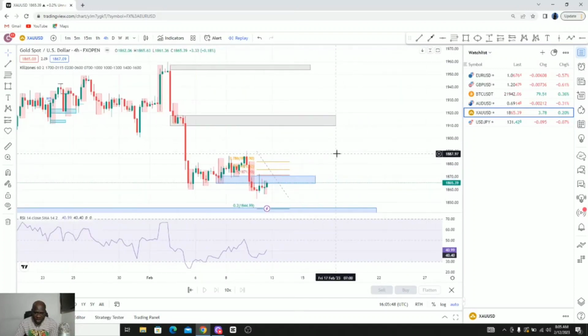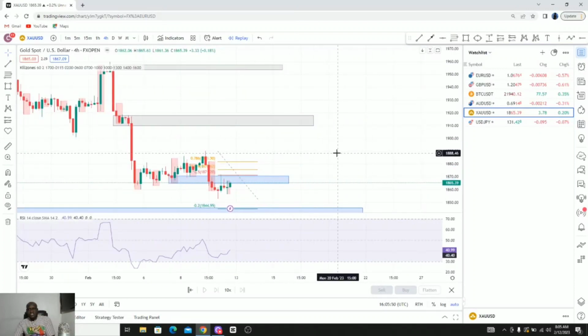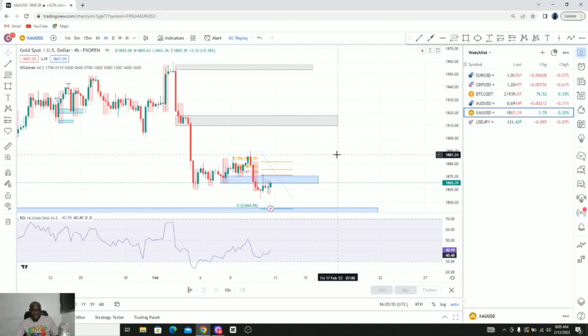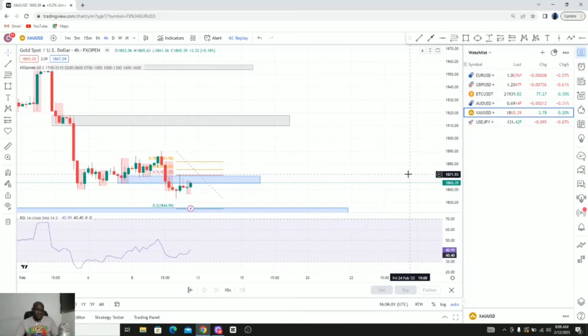So either gold comes to test either of these two demand zones, then I might be looking for more buys. But for now, I'll be looking for a sell on gold, depending on when the market opens and what the market gives to me. I'm trying to look for more sells on gold down to this demand zone. So that is for gold.